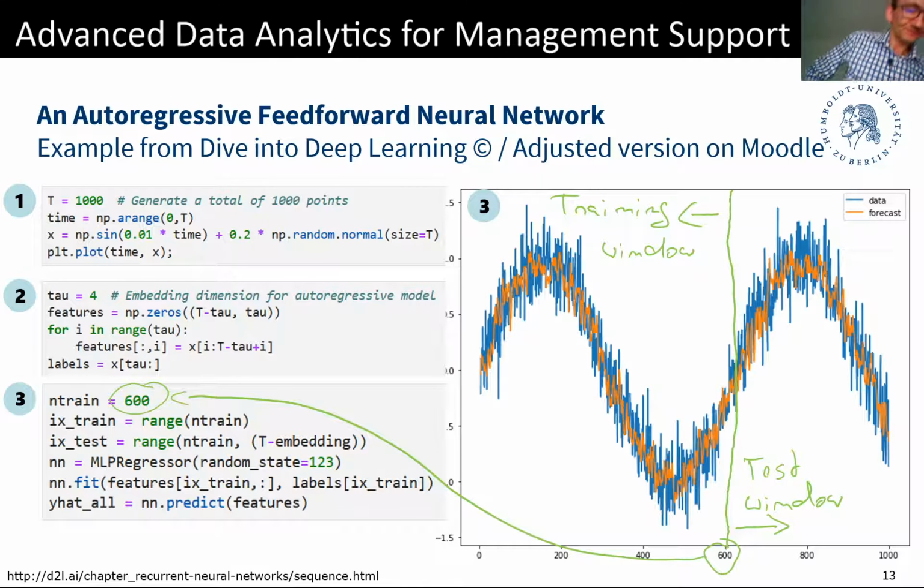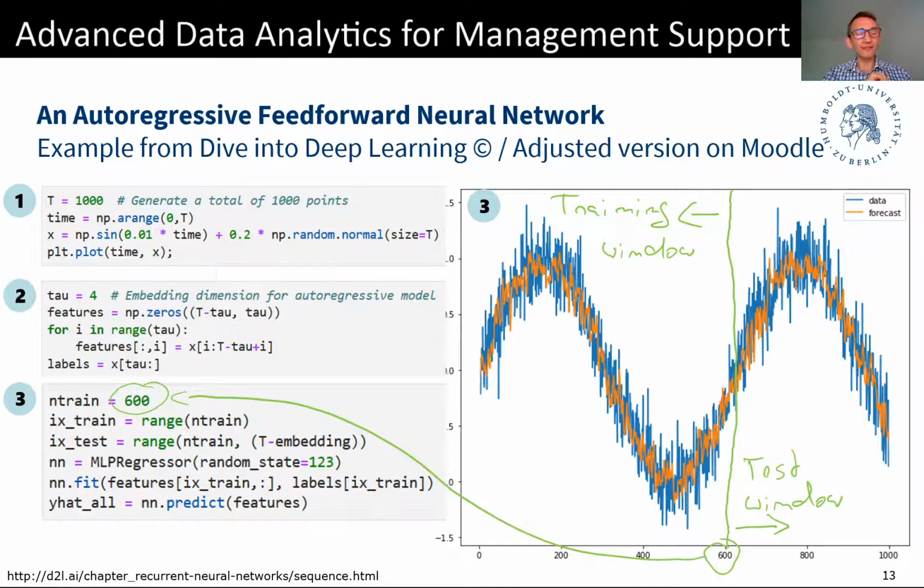Anyways, what do we see? Well, I don't know what you see, but just by eyeballing, blue is the actual data, orange is our forecast. The model doesn't look too bad. It does quite a good job at predicting the next observation in our time series.